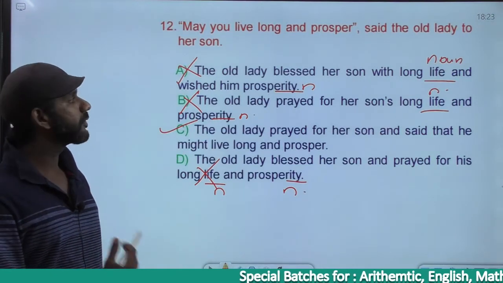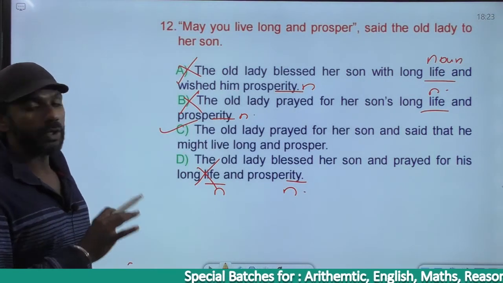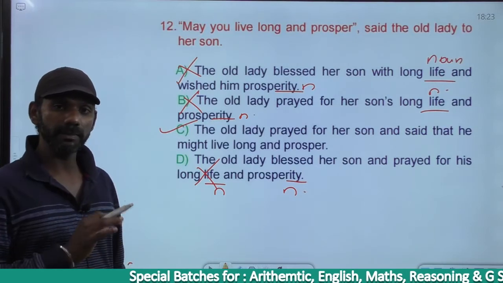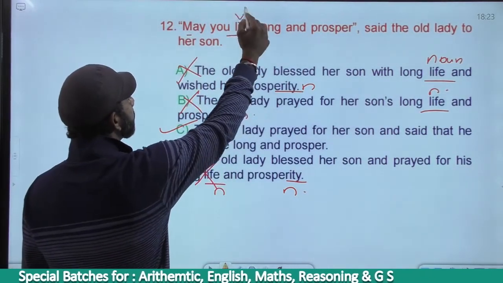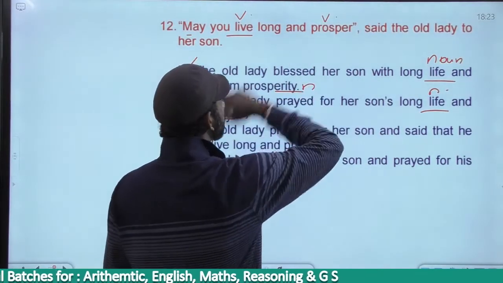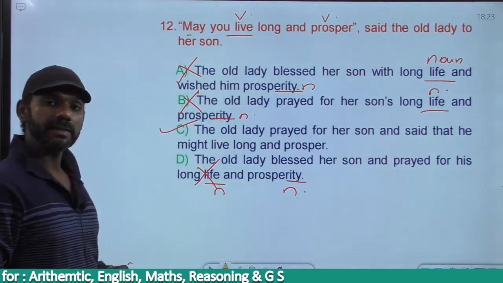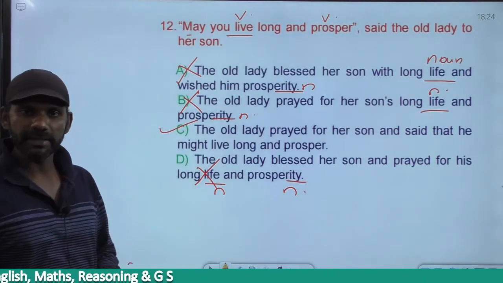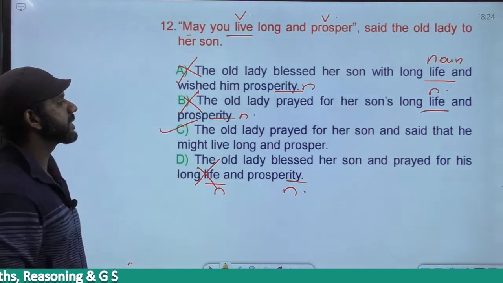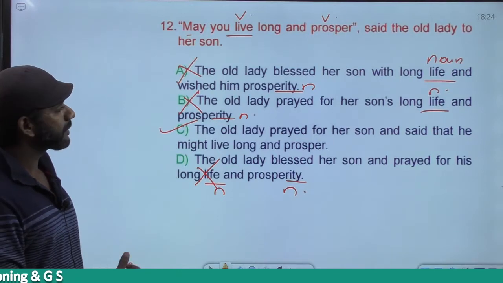May you live long and prosper. It is always may plus V1 plural. Verb. So may plus V1 plural. Live is a verb here. Prosper is also a verb here. We cannot change the part of speech, or we should not change the part of speech. The meaning should remain the same. Based on that, A, C and D are eliminated. Now come to option C.